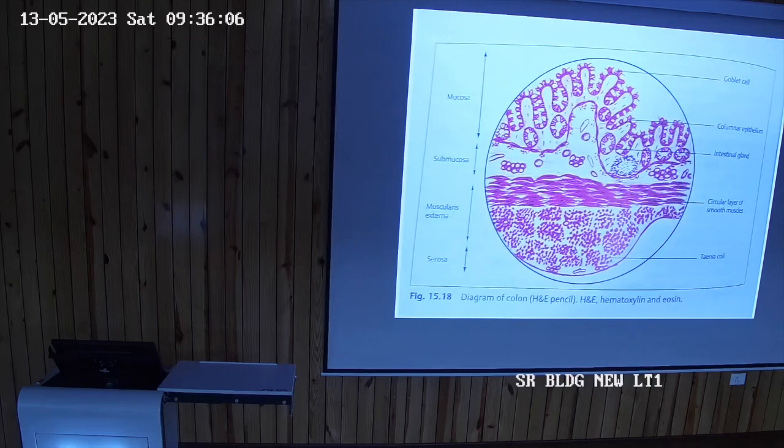Now one thing which you must mention, in the large intestine, the outer coat, the longitudinal muscular fibers, are collected in three bands. These three bands are called teniae coli. The teniae coli can be seen with the naked eye also. So we can easily differentiate large intestine from small intestine by these features.